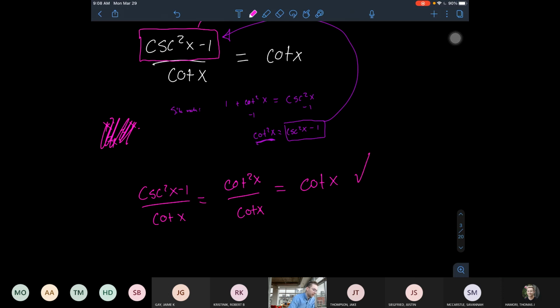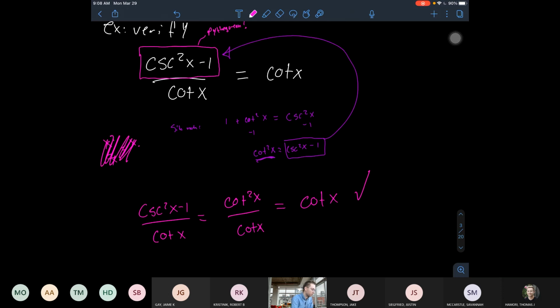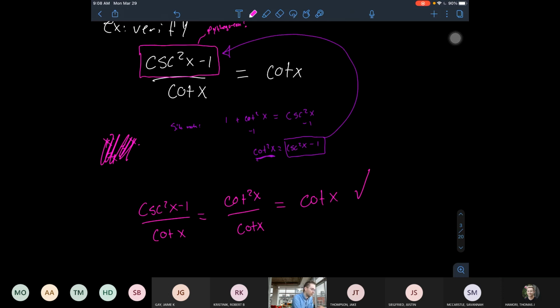So we've verified the identity. We started on the left-hand side with cosecant squared x minus 1 over cotangent x, something which looks a lot different than the right-hand side of our equation here.